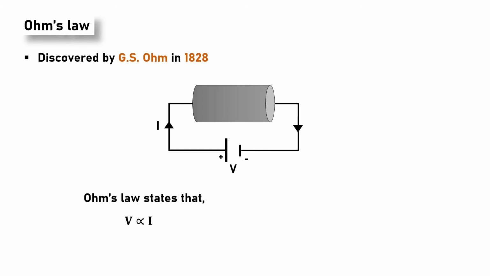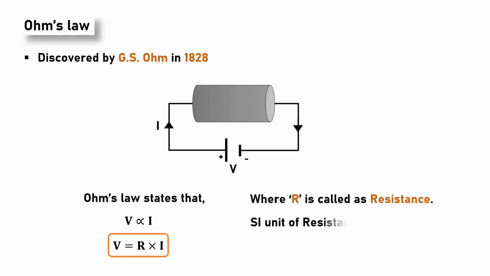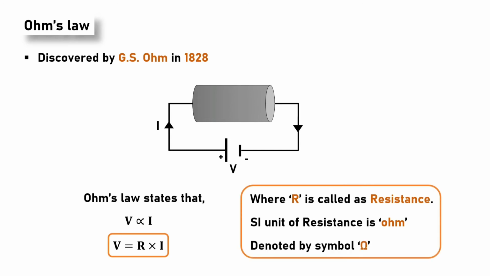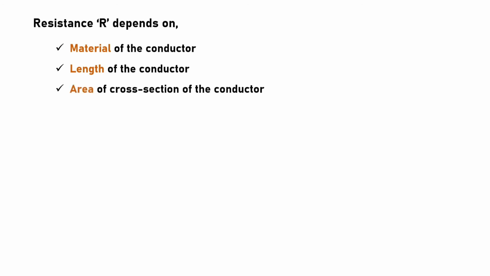In simple words, as the electric potential increases, the electric current flowing through that conductor will increase. Now, if we remove this proportionality, we need to multiply a proportionality constant, that is capital R. Therefore, we can write V equals R into I, where capital R is called resistance, and the SI unit of it is ohm, denoted by this symbol. Now let's discuss the factors affecting resistance. Resistance depends on the material of the conductor, length of the conductor, and area of cross section of the conductor. To understand all these, let's consider a conductor with cross section area A and length L.